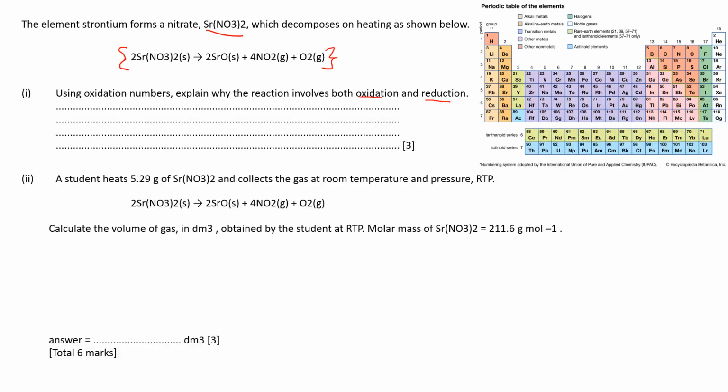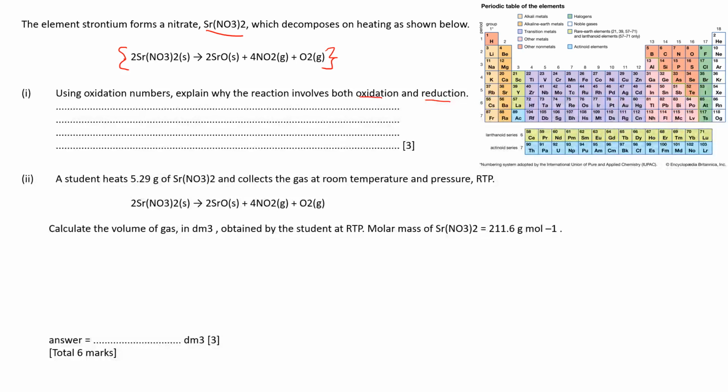So what we do here is we need to show how one element went through oxidation, so its oxidation state increased, and another element whose oxidation state decreased, which means it was reduced.